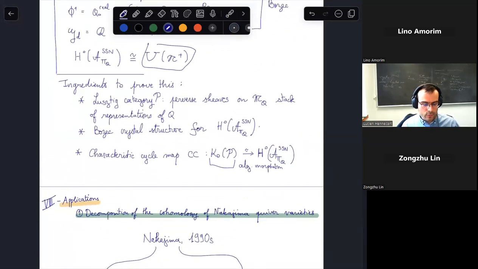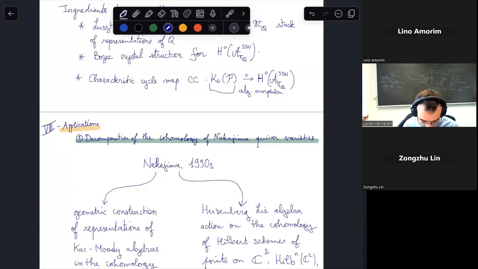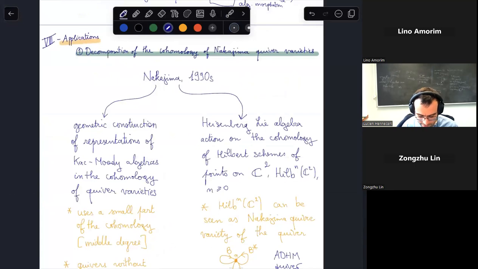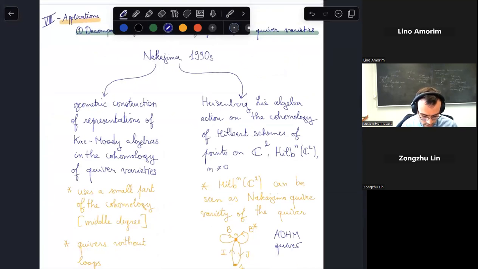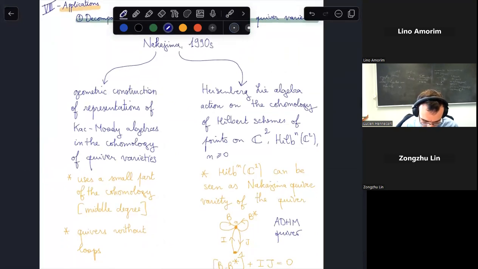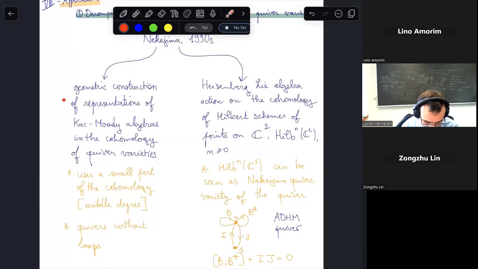So I will move on to some applications, maybe some more entertaining section. And this application is the decomposition of the cohomology of Nakajima quiver varieties. So there is a big, huge and very influential story developed by Nakajima in the 90s. And it has two sides, at least. One side is the geometric construction of representations of Kac-Moody algebras. And these geometric constructions use the cohomology of the so-called Nakajima quiver varieties.